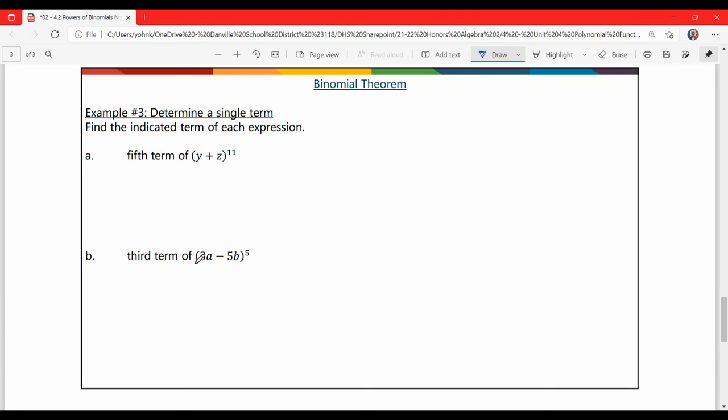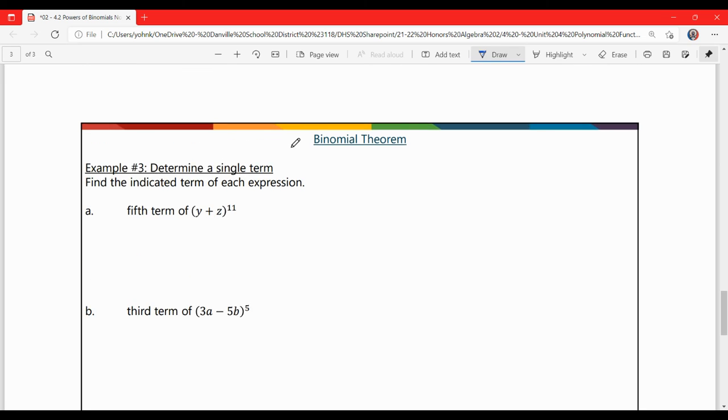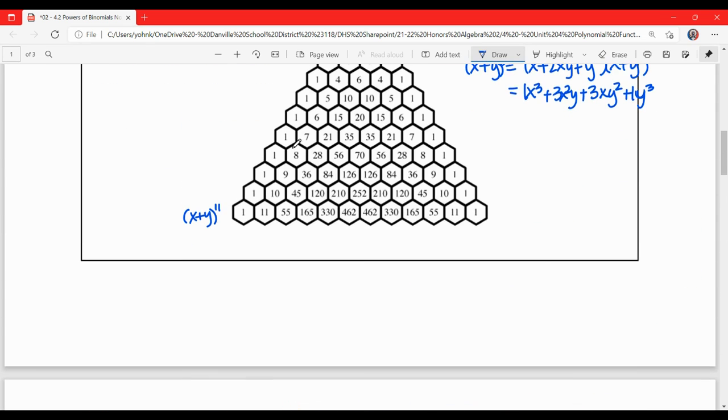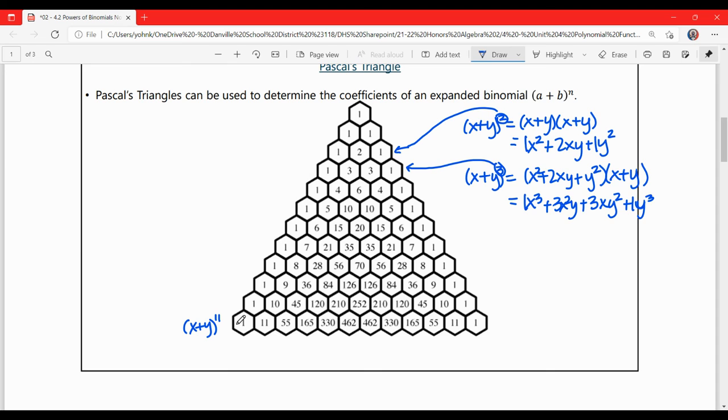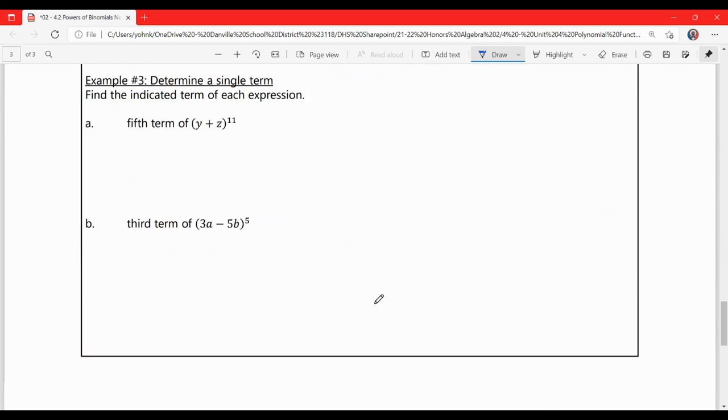All right, so what if I don't want to expand the entire thing, but I just want a specific term? So for instance, in letter A, I want the fifth term if I were to expand y plus z to the 11th power. In order to do this, you need to find the coefficient of the fifth term in the 11th row. So go to your Pascal's triangle, find the 11th row, which is down here. Find the fifth coefficient. 1, 2, 3, 4, 5. It's 330. So we're going to have 330.